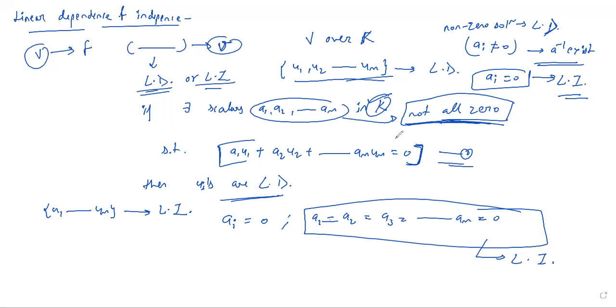So if I am saying that the set of vectors u1, u2 to um in V is linearly dependent or linearly independent, it depends on these vectors. Now there are some results on the basis of linear dependence and linear independence. Let's read them. Before that, let's first consider an example.